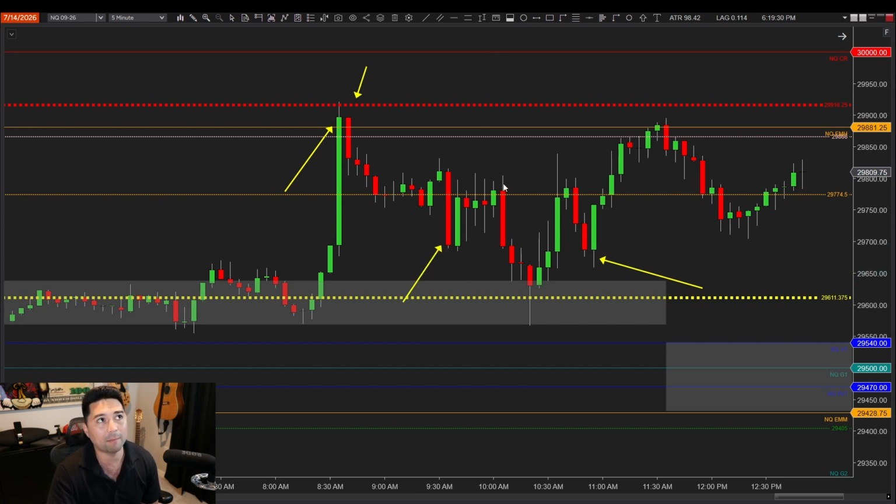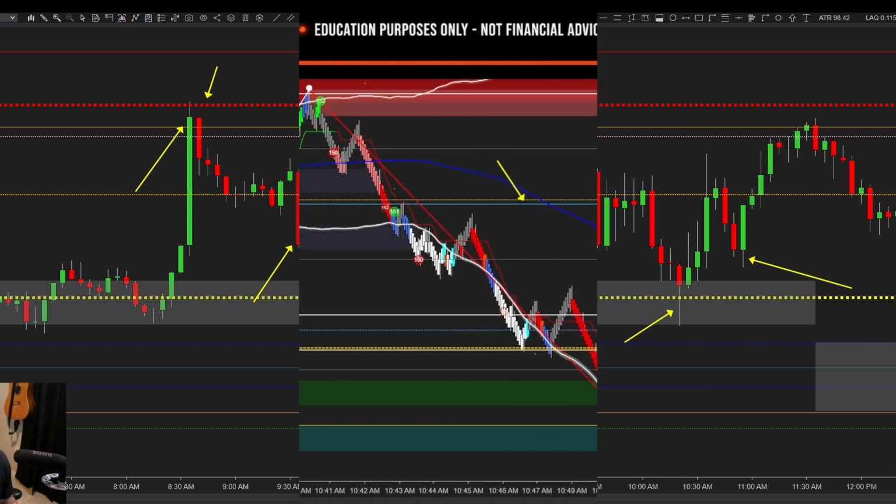And then vice versa, we see price dropping right here. What do they do? They buy it up. We see price drop again, they buy it up. And so if we know this, we're not trying to be buying the strength. We're not trying to sell weakness in a positive gamma environment. So that really was setting the tone. And then of course we look at the levels. So what we're going to do now is jump into the actual recording of the trade execution so you can see it in action real time.